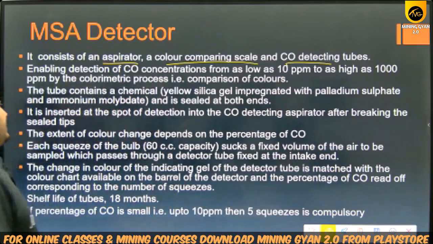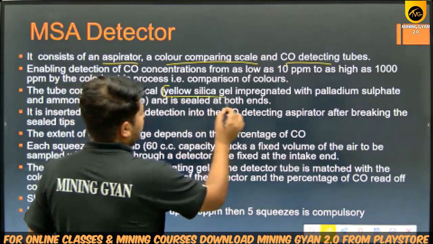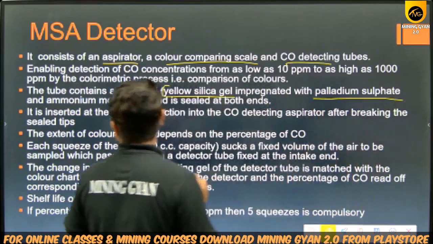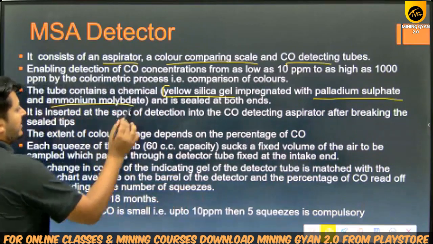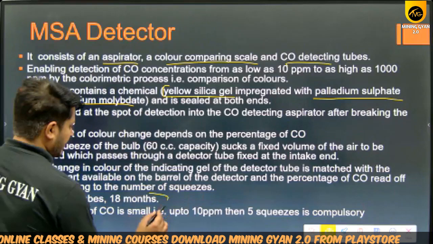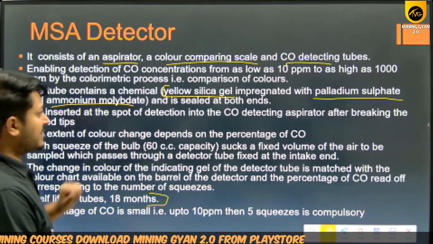It is similar to all the other detector tubes. Now you have to remember the chemicals only: yellow silica gel impregnated with palladium sulfate and ammonium molybdate. It is sealed at both ends and used for the detection of carbon monoxide. Its shelf life is 18 months, as we have studied earlier with the Dragger detector tubes.